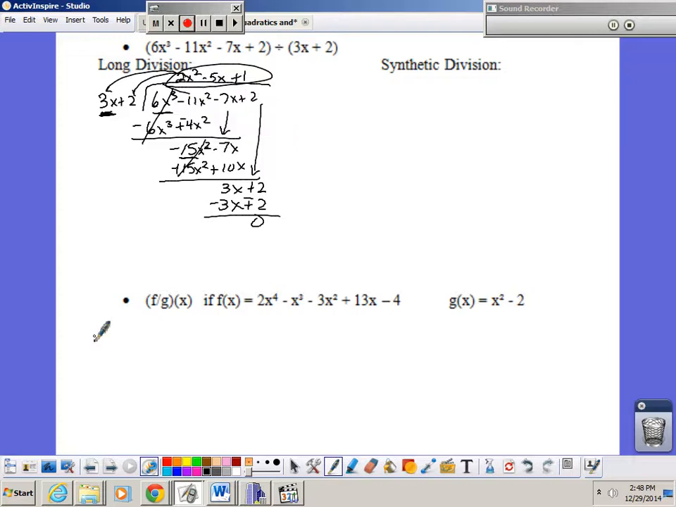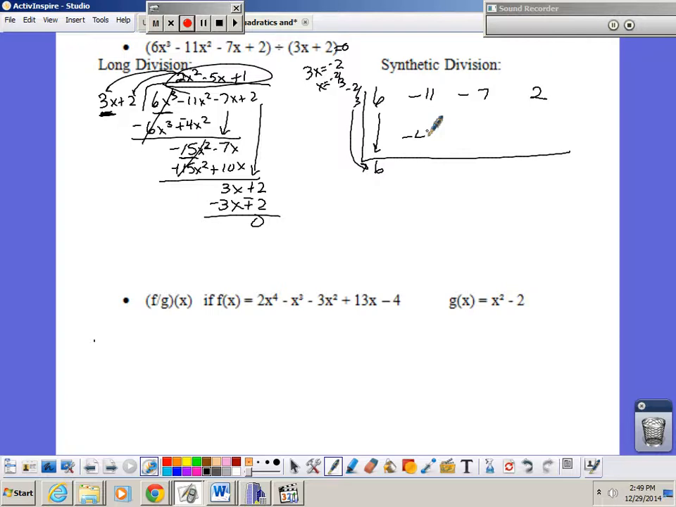Divided. No remainder. Synthetic, 6, negative 11, negative 7, 2. Don't forget your negative signs. If a subtraction is going to be negative, set this equal to 0. Negative 2/3. Bring down your 6, multiply, negative 4, add, negative 15, multiply, 10, add, 3, multiply, negative 2, 0.